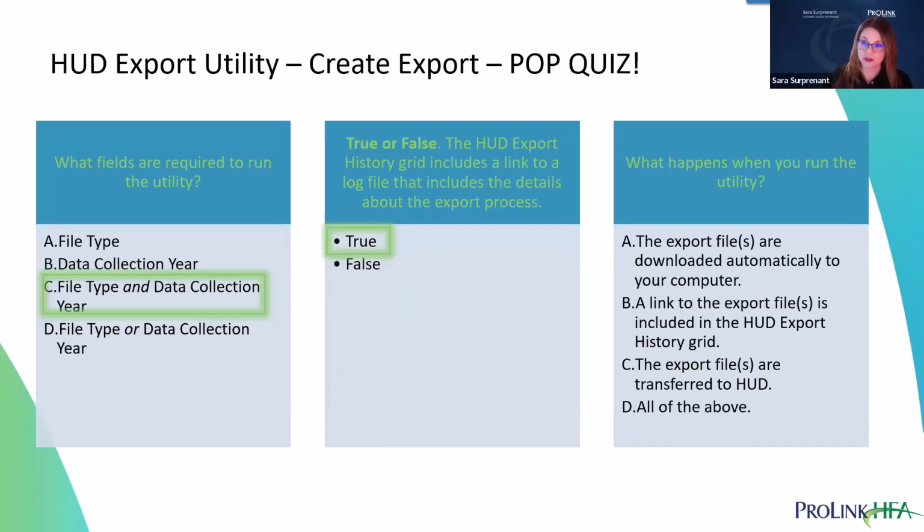What happens when you run the utility? A, the export files are downloaded automatically to your computer. B, a link to the export file is included in the HUD export history grid. C, the export files are transferred to HUD. Or D, all of the above.